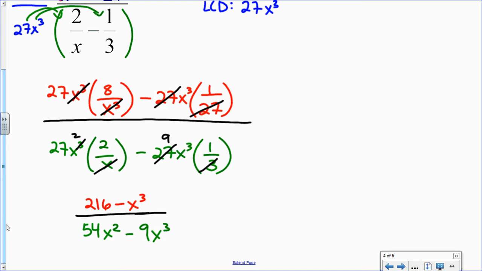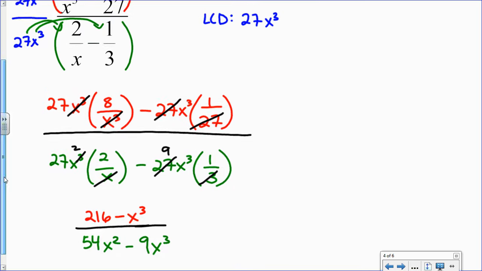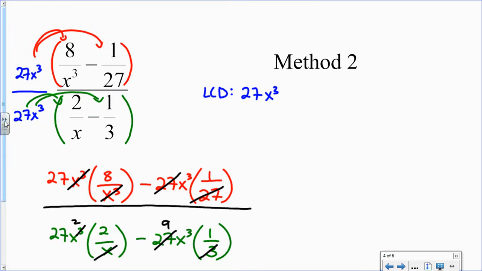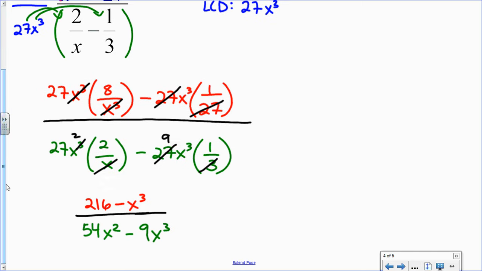Okay. So what I did was I used my LCD to cancel out all these little denominators. So I took what I have here on top and made it into this. So I made it a lot simpler by doing that canceling. The reason why we do the LCD of all of them is so every single little denominator cancels. That's what you were trying to do.